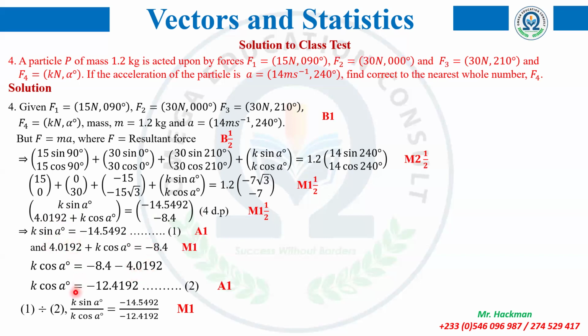Then at this point, we are asked to find the values of k and alpha. So what do we do? We are going to solve these two equations simultaneously. And it will be better you do equation 1 divided by equation 2, so that the k will go and you end up getting tan. In this case, if you do that, you are going to get this divided by that, is equal to this divided by this. So that's what we have here.